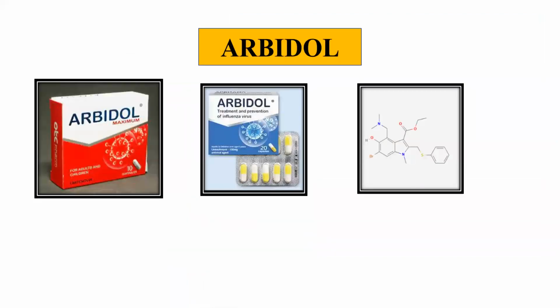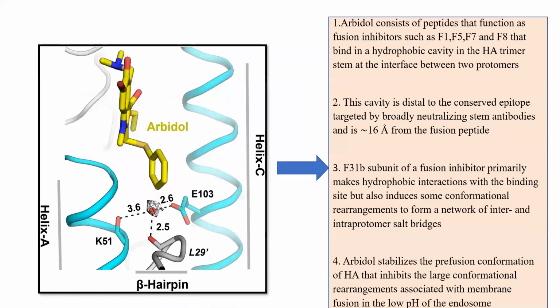Moving forward, Arbidol. Now, Arbidol is one of the most successful fusion inhibitors, which has been incorporated into drugs successfully on the market to prevent influenza virus, to combat influenza virus, and it's one of the most successful feats by the scientist community themselves. So, applause to them.